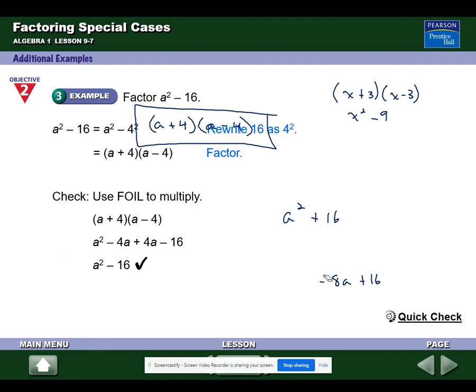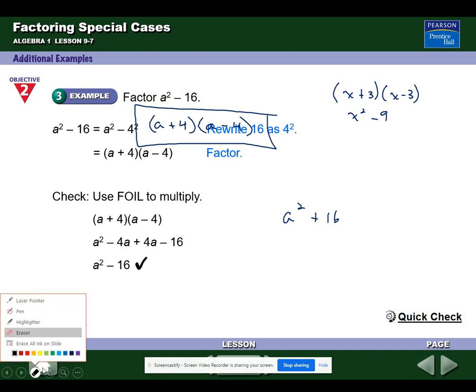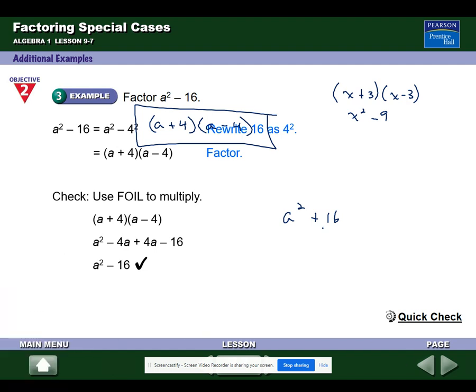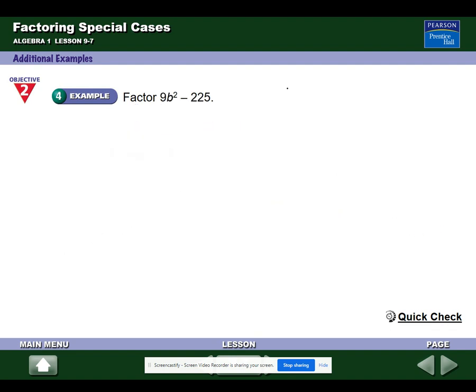That might occur at some point, especially in chapter 10, that might even come about. This is not factorable. In fact, this is as factored as it gets. Okay? It's not a difference of squares. It's not anything that we've discussed. It's just not factorable. All right, real quick.